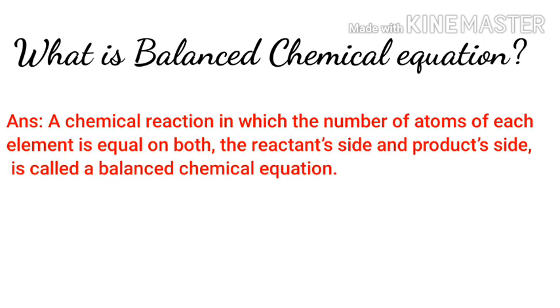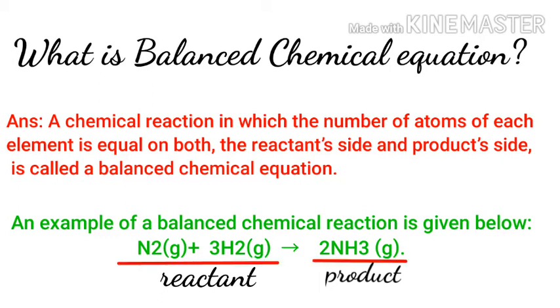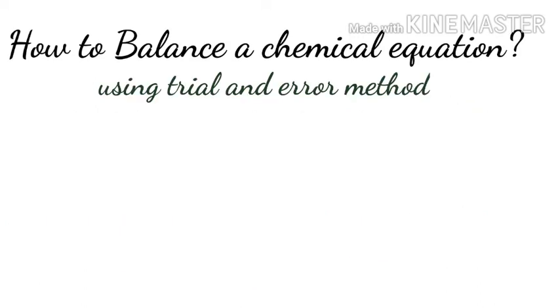A chemical reaction in which the number of atoms of each element is equal on both sides, that is the reactant side and the product side, is called a balanced chemical equation. For example, N2 plus 3H2 forms 2NH3. So you can see that both sides are balanced, that is the reactant side and the product side. The reactant side contains 3H2 whereas the product side contains 2NH3. So this is the balanced chemical equation.